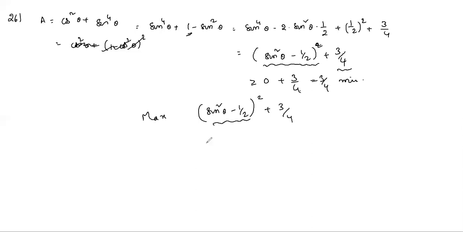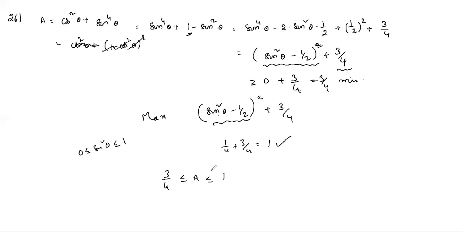Sin square theta values lie between 0 to 1. So where do we get the maximum? Suppose you substitute 0: minus 1 by 2 whole square is 1 by 4, and 1 by 4 plus 3 by 4 is 1. Suppose you substitute 1: 1 minus 1 by 2 is also 1 by 2, 1 by 4 plus 3 by 4 is also 1. So the maximum value is 1. So minimum value 3 by 4, maximum value 1, means A lies between 3 by 4 and 1. So this is the range.